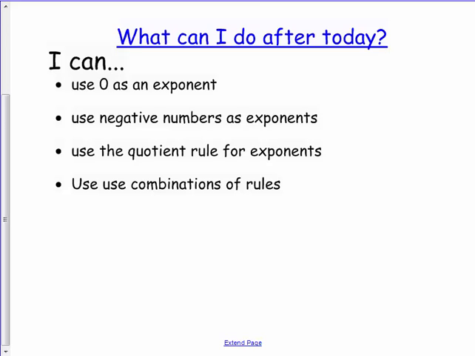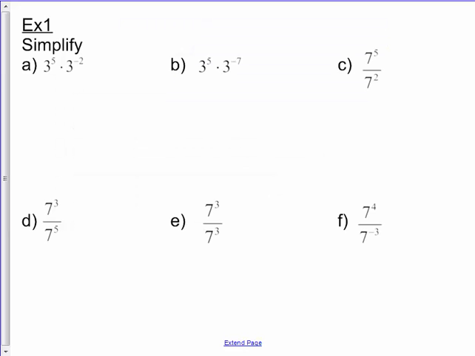This is 5.2. Today we're looking at negative exponents, zero exponents, and the quotient rule, and using some combination of rules here. So we're going to start off with a couple examples. If you remember what we did before break, we did some simplifying with exponents. So that's what we're going to do in A.